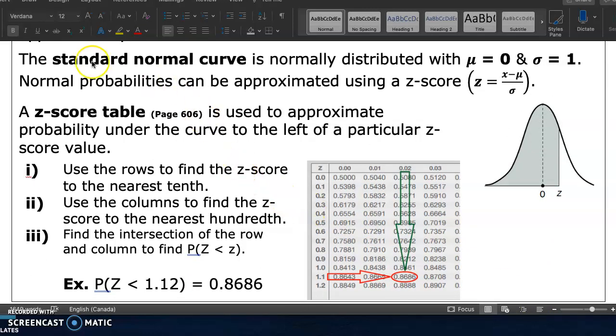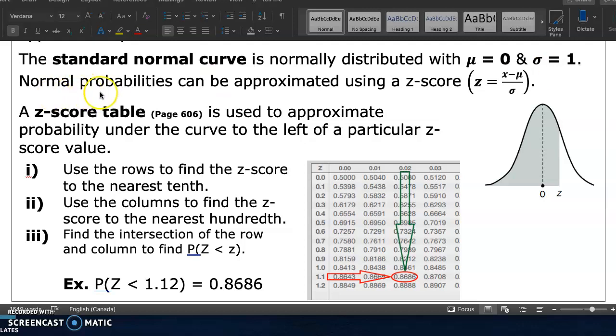So, the standard normal curve is normally distributed with mu set equal to 0 and the standard deviation set equal to 1. And this is our parent curve, the one that we will use to compare all different normally distributed functions.